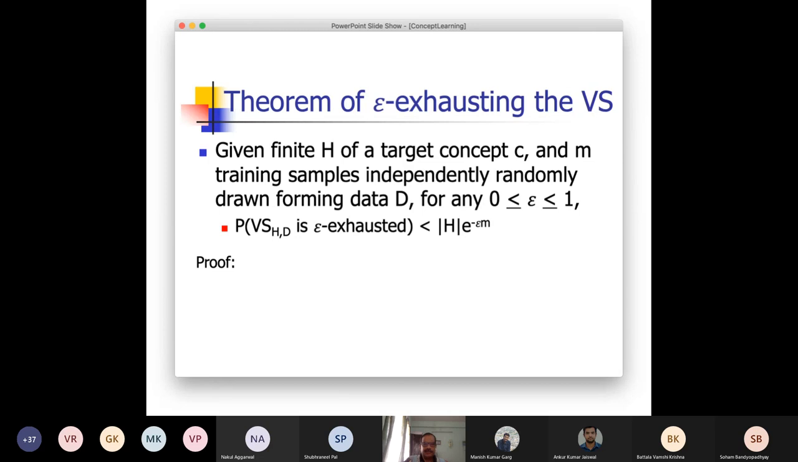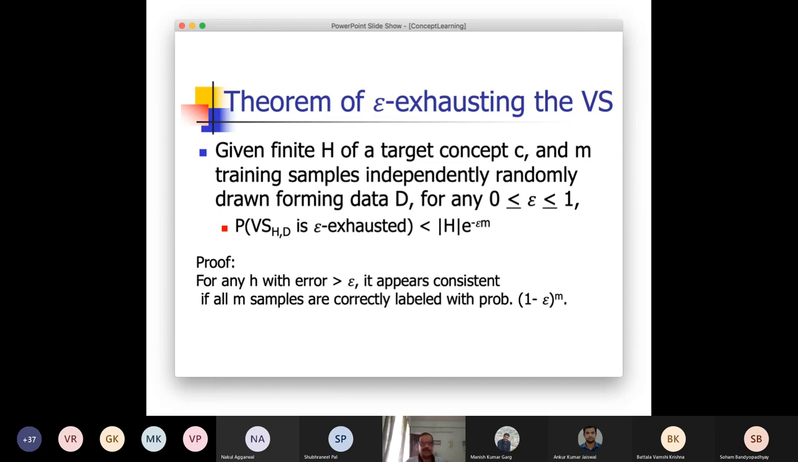So the proof is that for any hypothesis H, suppose the true error is greater than epsilon. So what is the minimum probability that all m samples are correctly labeled, given that error is greater than epsilon? It is not minimum, it is basically the maximum probability.